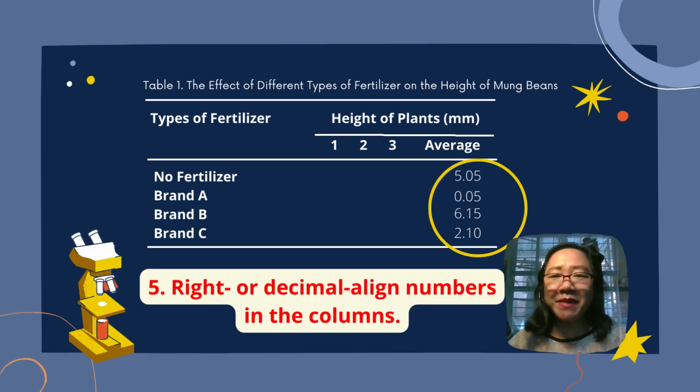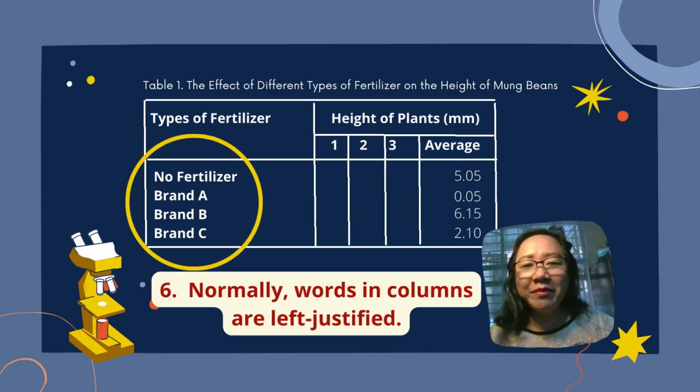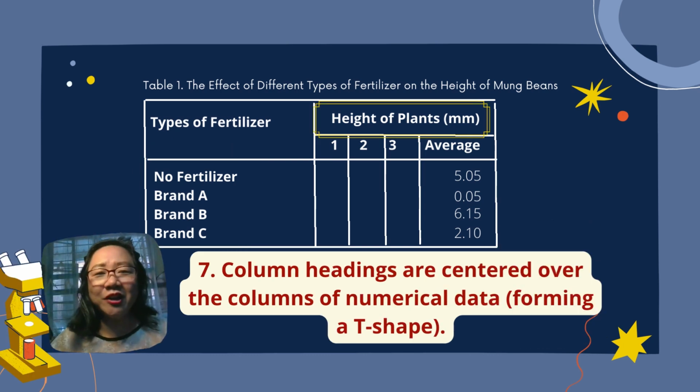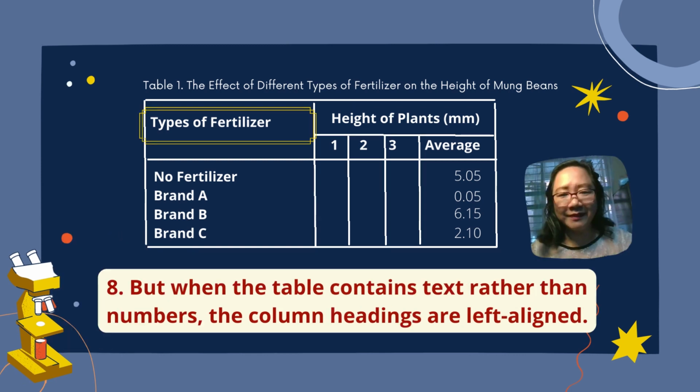Next is write or decimal align numbers in the columns just like our example here. So the decimal point should be in a straight line. Normally, words in columns are left justified just like our types of fertilizer. Column headings are centered over the columns of numerical data, forming a T shape, just like our height of plants in millimeter. But when the table contains text rather than numbers, the column headings are left aligned, just like types of fertilizer.